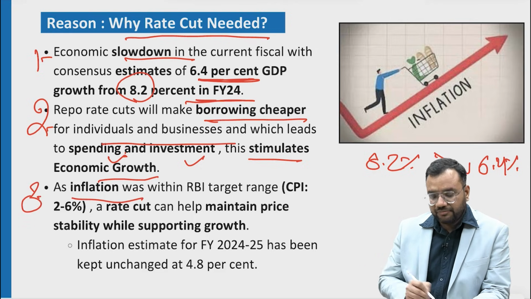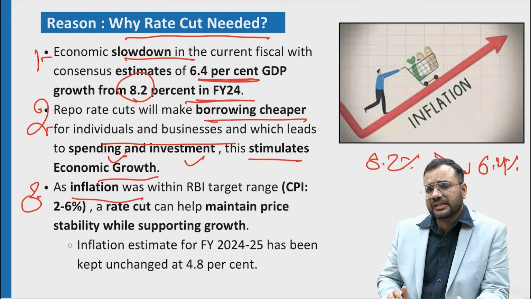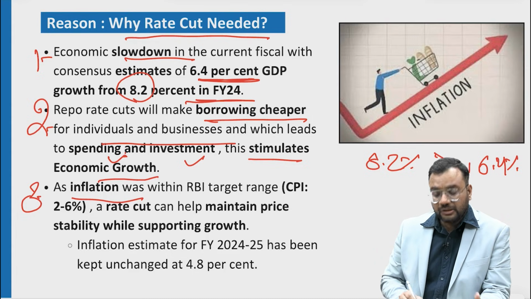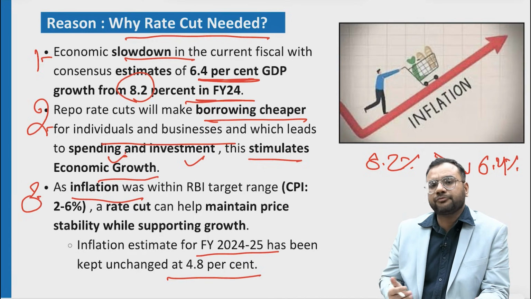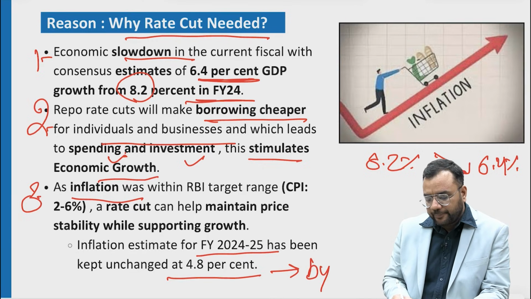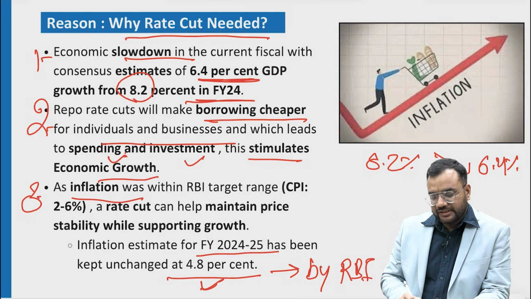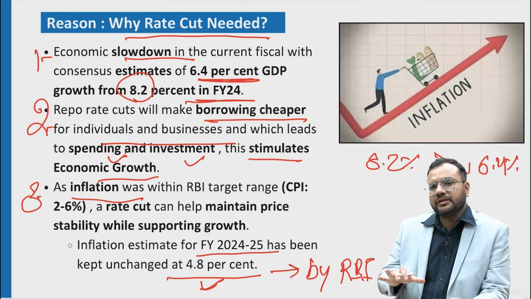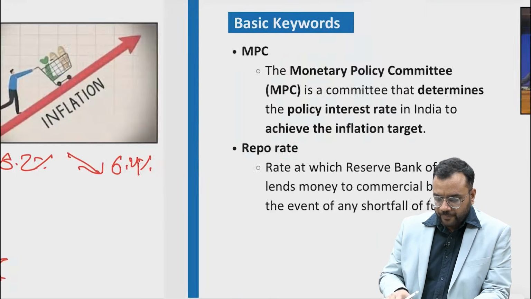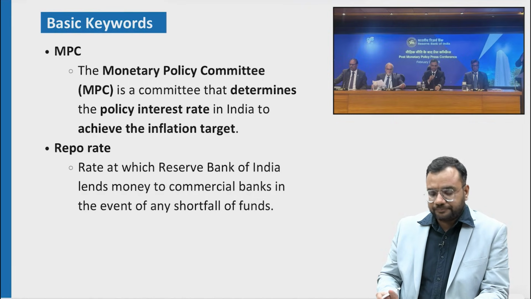Beside it, the inflation targeting which is given to RBI as a mandate has also come down. Inflation estimate for FY 2024 to 25 has been kept unchanged at 4.8% by RBI. So RBI is saying that this inflation rate 4.8% will be for this current year, and that's why they have done the cutting in the rate.